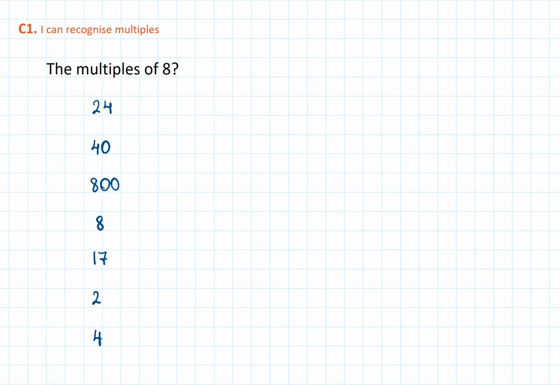So now let's look at how we can spot whether a number is a multiple of another number. So is 24 a multiple of 8? Yes, it is, because we can say that 3 times 8 equals 24. Similarly, 40 is also a multiple of 8, because 5 times 8 is 40. Is 800 a multiple of 8? Yes, it is, because 100 times 8 equals 800. And lastly, 8 is also a multiple of 8, because 1 times 8 equals 8.